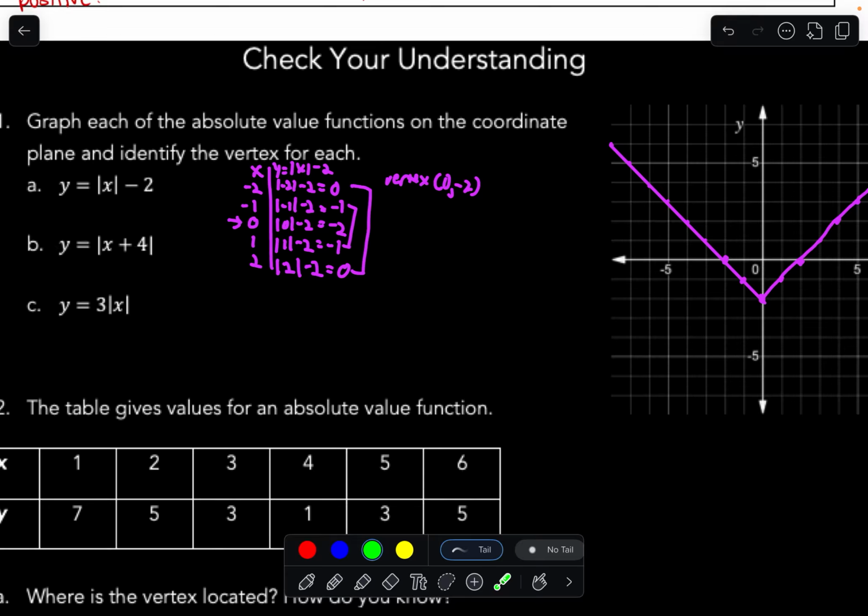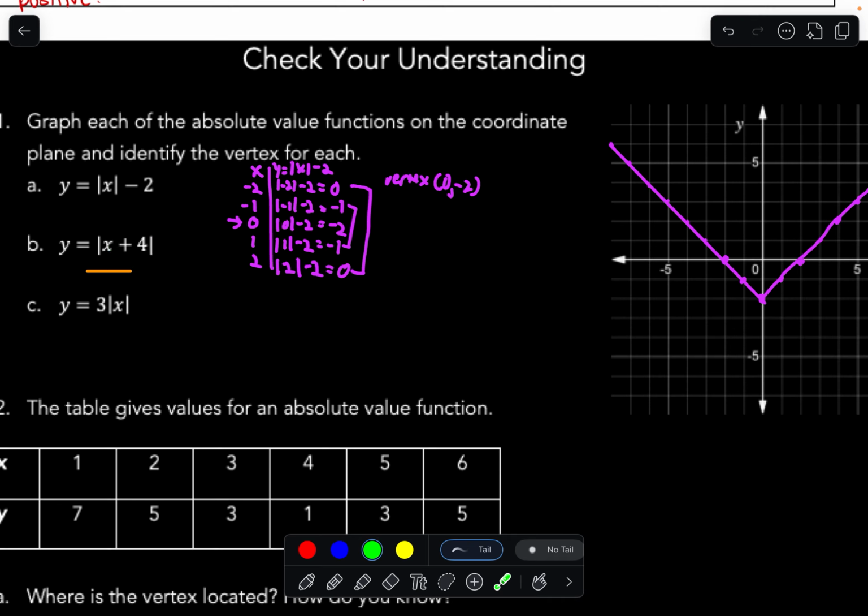Likewise, now look at the next one, which is going to be in orange here. Okay, it's the absolute value of x plus 4. Notice this number's holding hands with the x. That means this is going to move that absolute value graph along the x-axis.